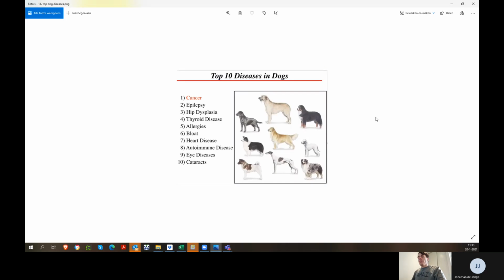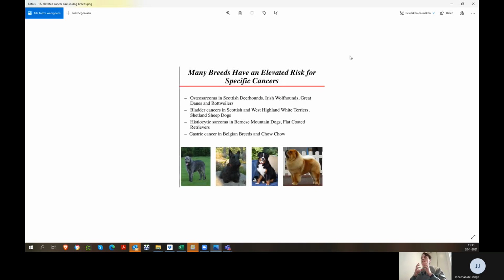If you look at diseases in dogs, this is something that's interesting. You see that these are the top 10 diseases in dogs. Cancer is the top. So if you focus on cancer, then you see that there are breed-specific elevated risks of cancer.